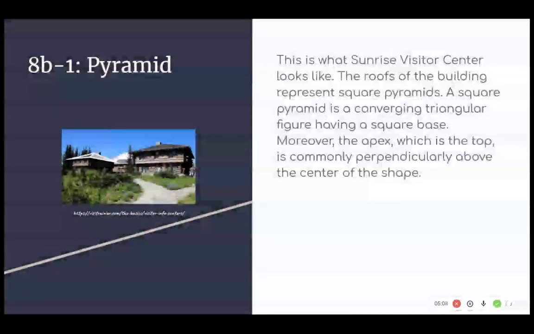This is what Sunrise Visitor Center looks like. The roofs of the building represent square pyramids, although I only highlighted one. A square pyramid is a converging triangular figure having a square base. Moreover, the apex, which is the top, is commonly perpendicular above the center of the shape.